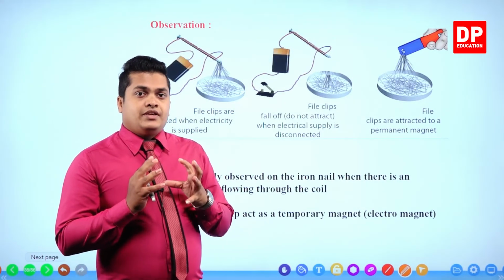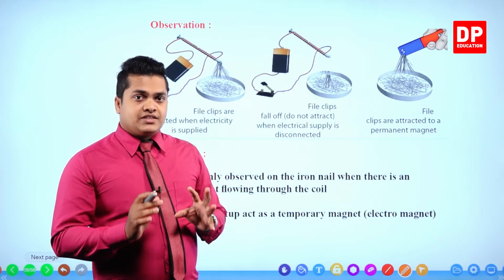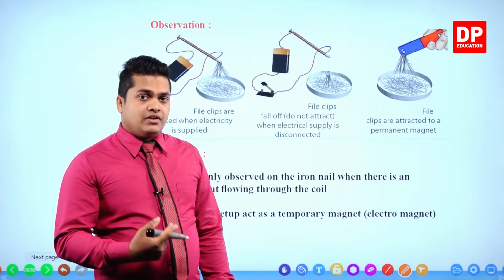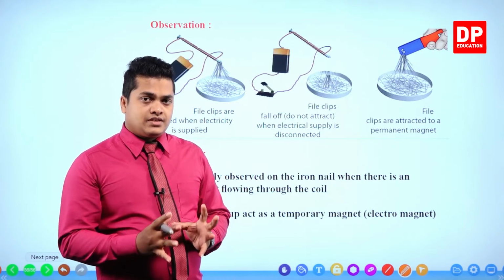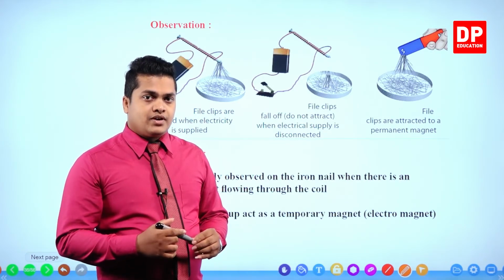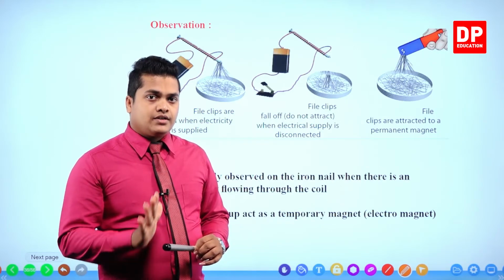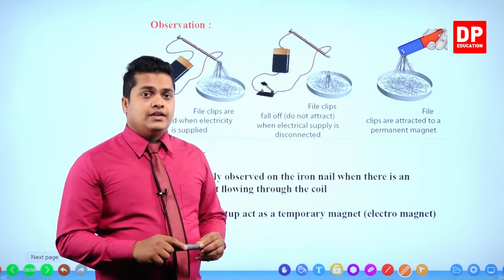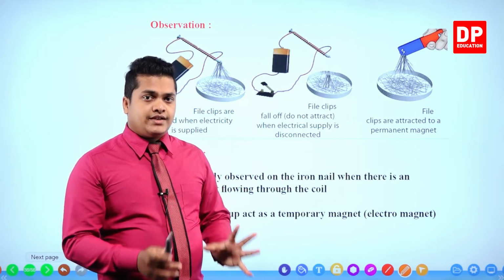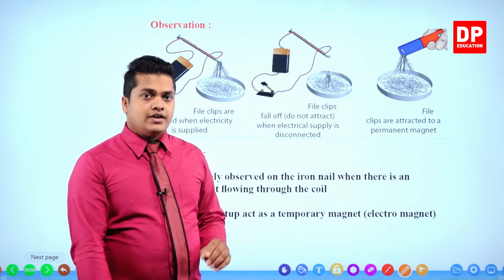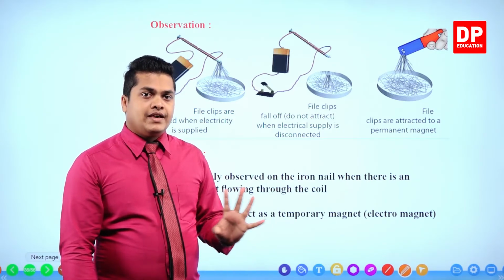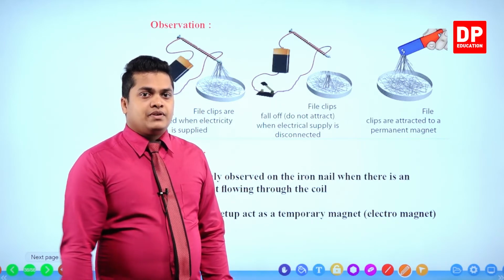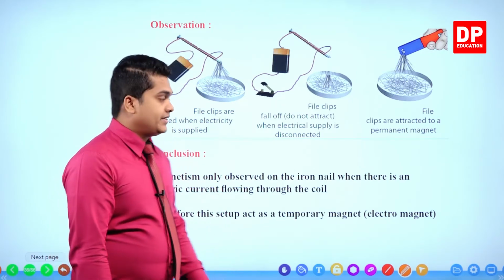So my dear children, we discussed how to make that. According to the last method, we discussed how to create a temporary magnet, and we conducted the experiment in our laboratory, and we found out that this setup is going to behave as a magnet only when there is electric current. Only when there is electric current, the setup is going to behave like a magnet, right?